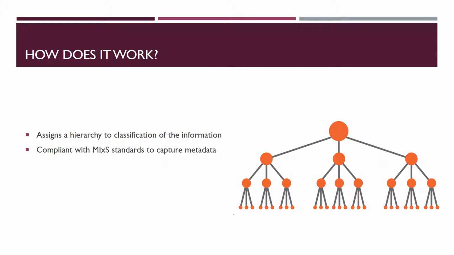How does Gold work? As I mentioned, it assigns a hierarchy to classification of the information, and we'll get a little bit more into that in a bit. And it's compliant with the MIxS, which is the standard mentioned earlier, and that's to capture all the metadata associated with these projects. So people submit to Gold to have metadata created about their project, and they do that before they submit it to another like IMG.